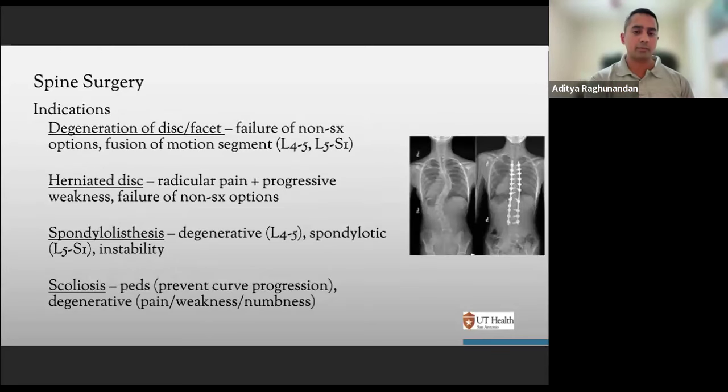Spine surgery, again, big picture, broad strokes: when you're thinking about a patient who has tried physical therapy, who has tried interventional options, and they're still having issues or pain, these are some of the indications for different types of spine surgeries. If you have degeneration of a disc or dehydration of a disc, which is causing facet arthropathy, these are some things to think about. Herniated disc is in the acute phase. These are patients with radicular symptoms with progressive weakness that's not getting better.